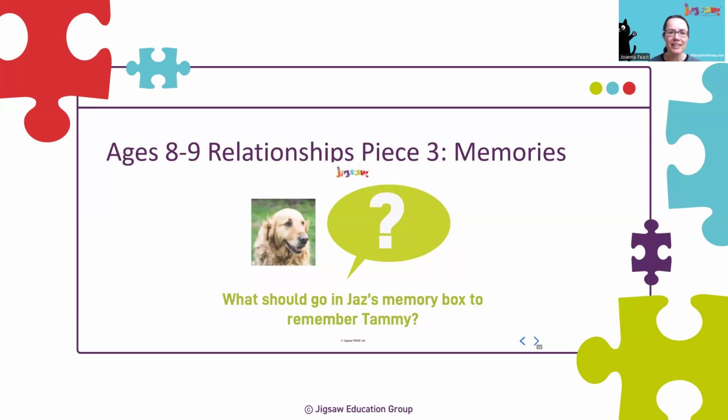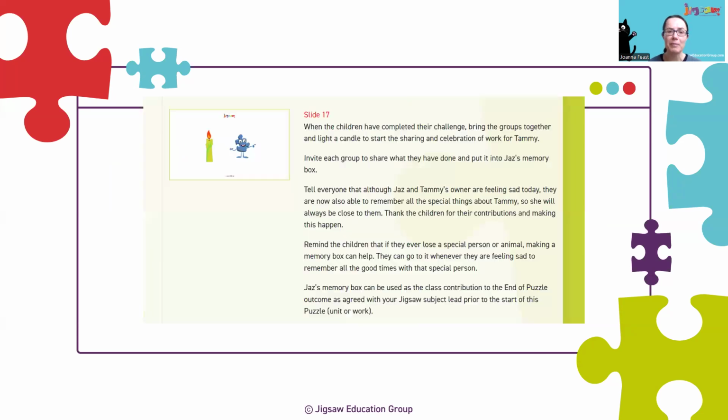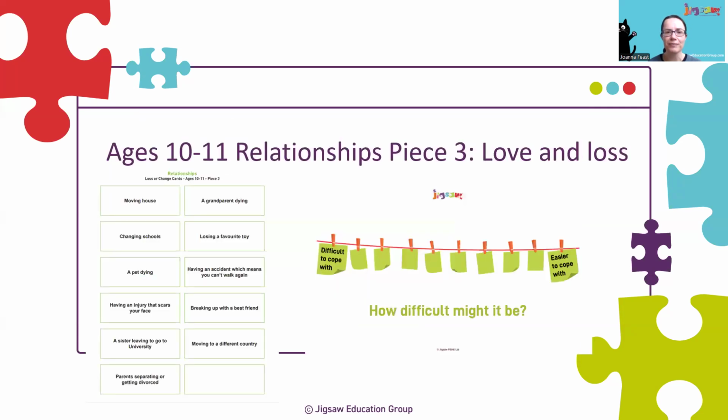In the age 8 to 9 relationships, piece 3, we talk about memories. And this is specifically about a memory box. Tammy, the dog, is no longer with Jazz, and Jazz decides to put together a memory box to help remember Tammy. So some instructions about how to do that.